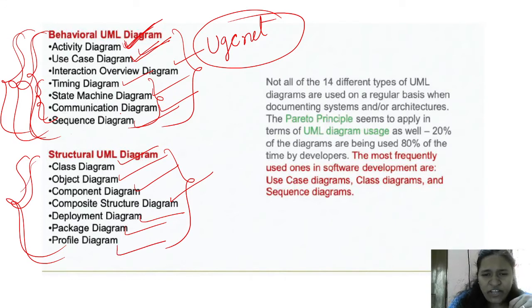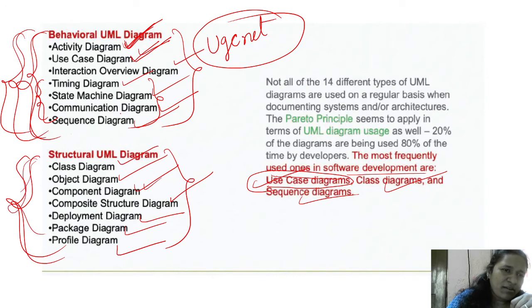The most frequently used ones in software development are use case diagrams, class diagrams, and sequence diagrams. Please try to remember which are behavioral and which are structural. We all know class, object, component, right? But whichever shows behavior, activity, use case, the types of interaction diagrams come under the behavioral UML diagrams.